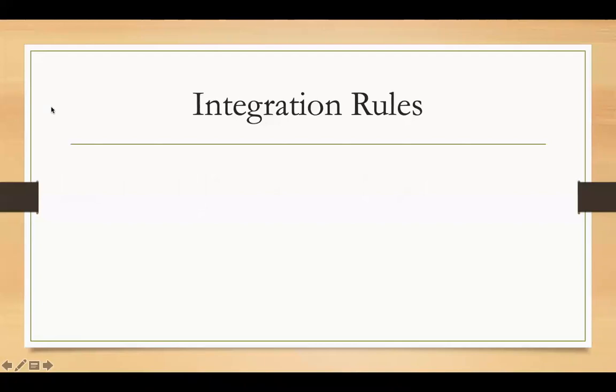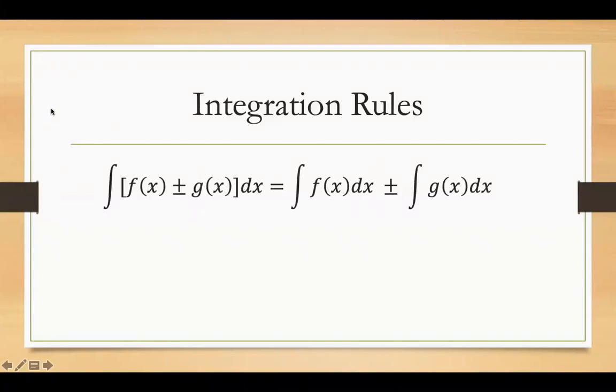Let's proceed to the last theorem. The integral of f of x plus or minus g of x dx. The purpose here is that we can have plus or minus, but not together. This is just a shortcut way of writing it. It is just like we can distribute the integral to f of x. So it's the integral of f of x dx, then plus or minus the integral of g of x dx. So that's how we do it.